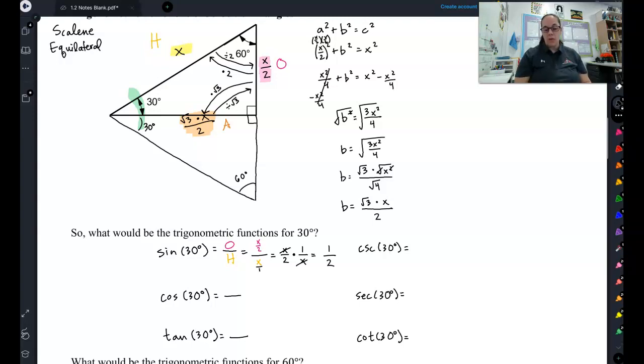So now that we have that one done, pause the video and try to get the other 5 on your own. Make sure you simplify them correctly. You'll probably need to use keep, switch, flip for all of them. And then come back to check your work.